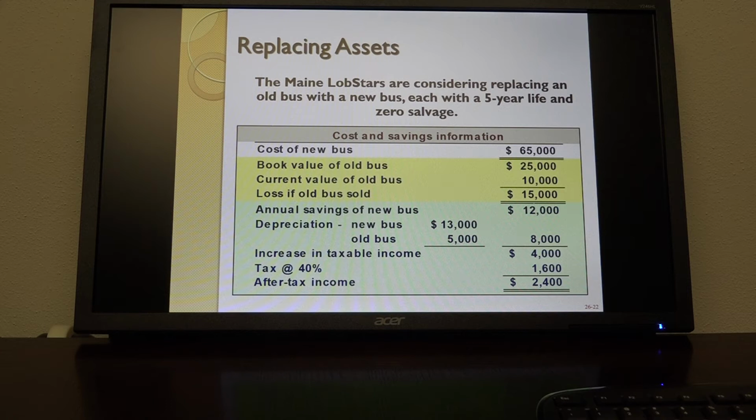The difference in the depreciation between the new bus and the old bus is going to result in an increase in our depreciation, which means less taxes owed. The increase in taxable income, thus, is $4,000, and then they consider taxes to be at a 40% rate, for $1,600. So after-tax income is $2,400.